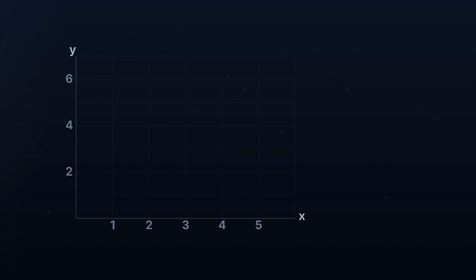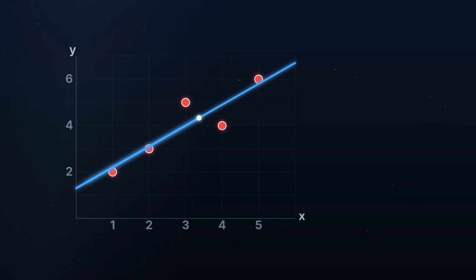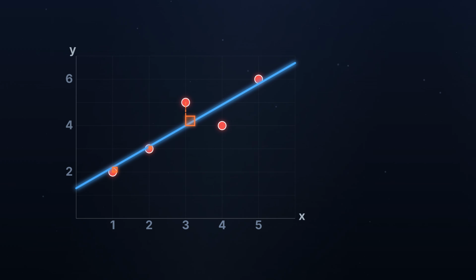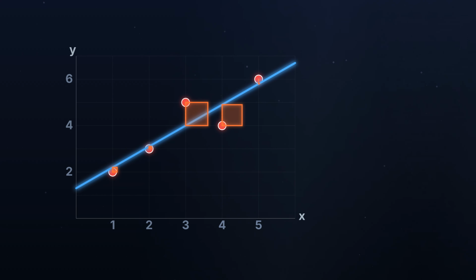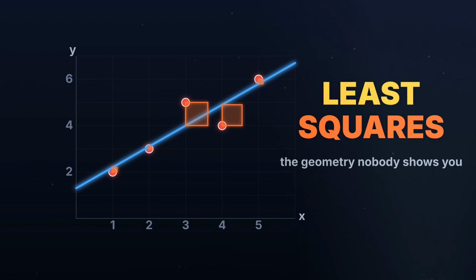Look, 5 red data points appear on a grid, one by one, the raw material of every line-fitting problem. A blue optimal line slices through, the best single summary of these scattered points. From each point to the line, orange squares bloom. This is the geometry of least squares.